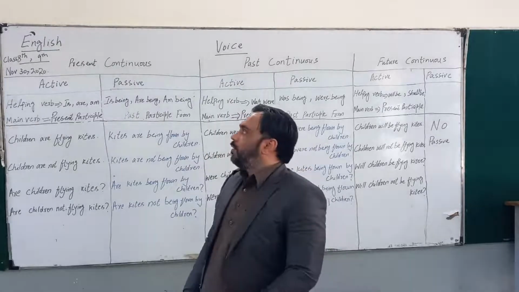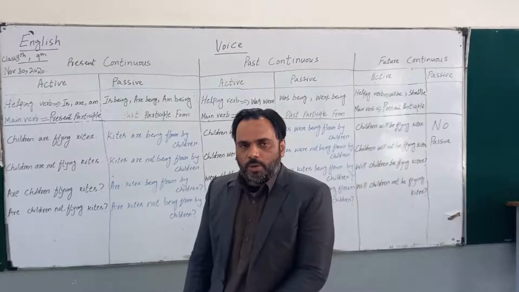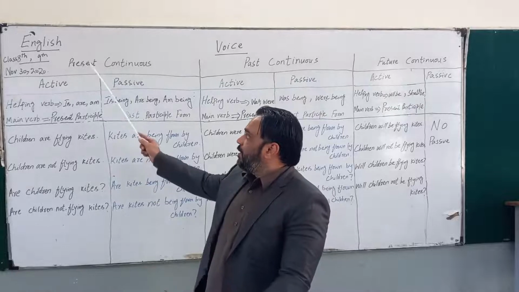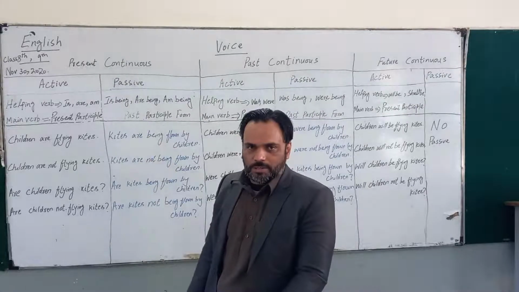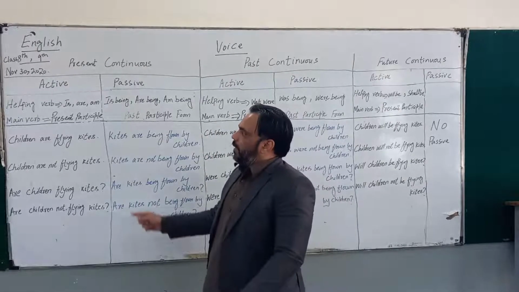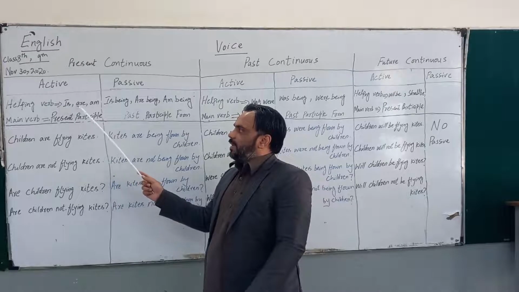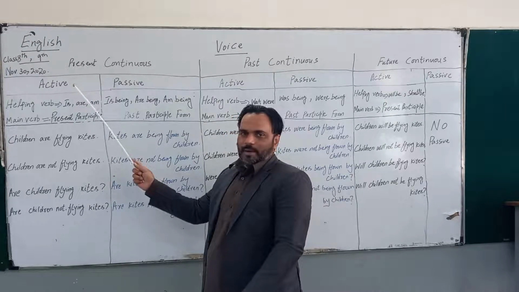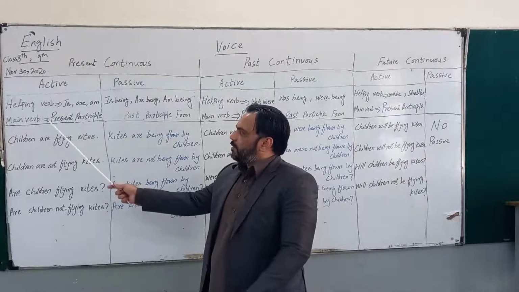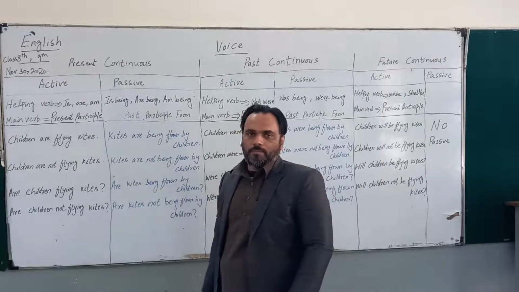Today we are going to talk about the active voice and passive voice of continuous tenses. Our first continuous tense is present continuous tense. As far as its helping verbs are concerned, we use is, are and am as helping verbs in its active voice. As far as the main verb is concerned, we use the present participle form.